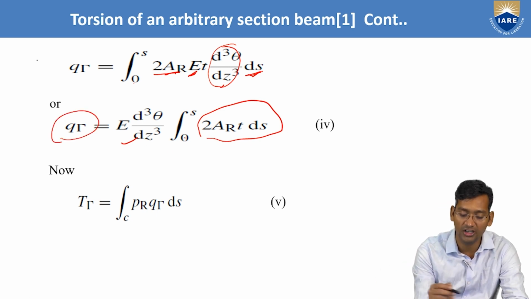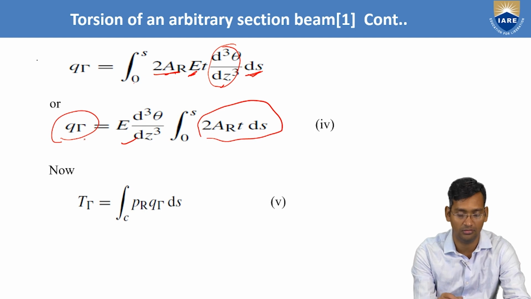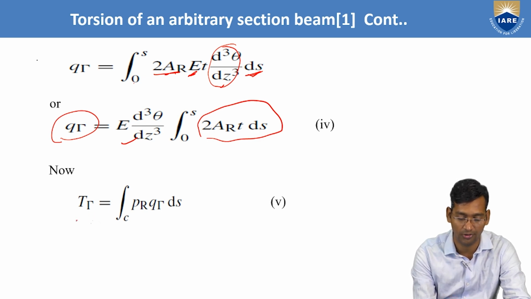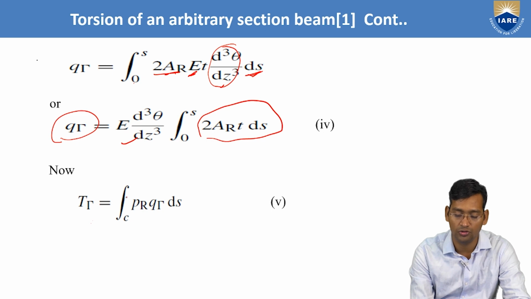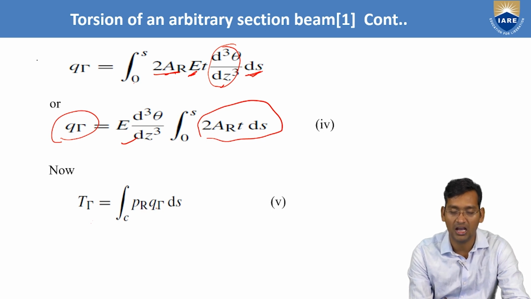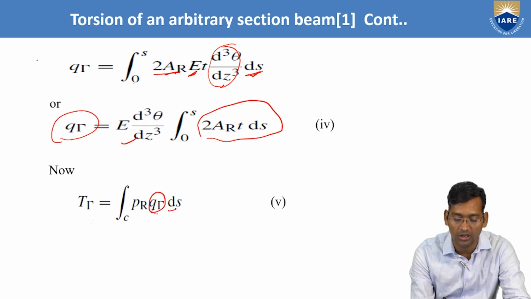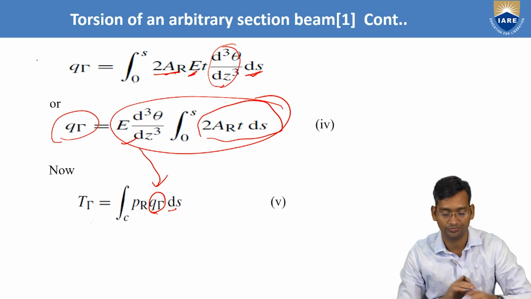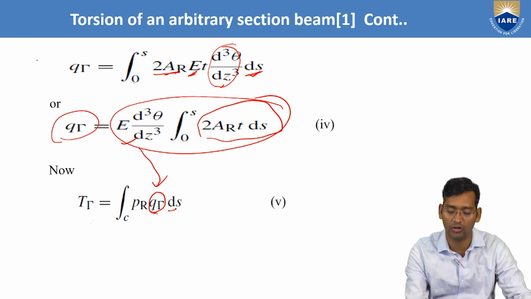So now instead of integrating, we just require this q tau, and we found it. Why? Because it is required in T tau, in the Wagner torque, right? So just see why T tau is equal to the integral of c p r q tau ds. For this one, q tau is required. So what we will do is replace this value here for q tau.